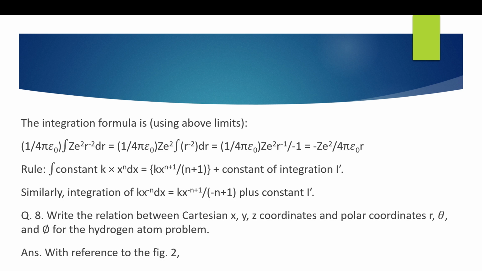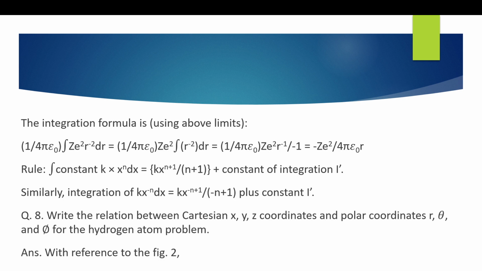Here z and e both are constant. They can be taken out. It means integral r power minus 2 dr. So it becomes r power minus 1 divided by minus 1. Collecting all these terms, the result becomes minus z square upon 4 pi epsilon r.